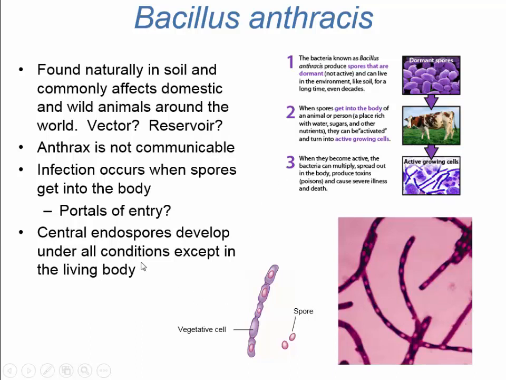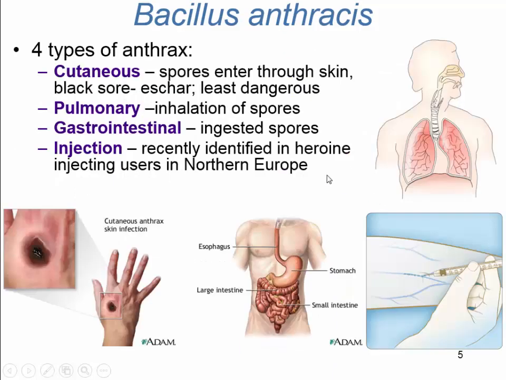These endospores only develop under certain conditions, and in particular, the endospores are not going to develop in the body. They're going to go through the vegetative stage, and once they're in the body, they're going to be actively replicating, so instead of being in the endospore stage, they are in the vegetative cell stage. Unfortunately, during this vegetative cell stage, they're going to produce toxins, which is actually what causes our most severe illnesses. So the 4 types of anthrax are cutaneous.